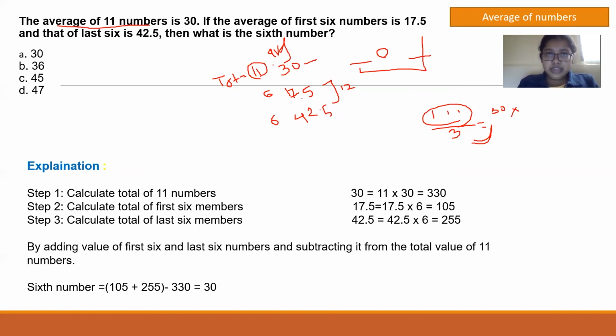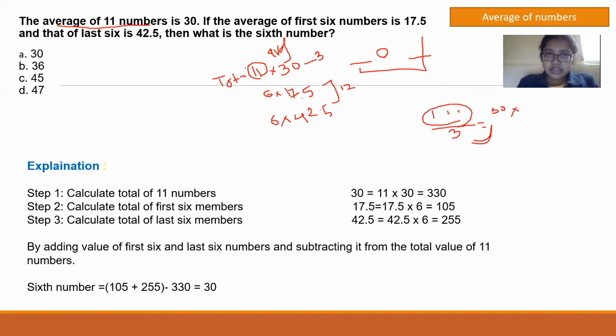So 11 into 30, we get 330. 17.5 into 6, we get 105. And 42.5 into 6, we get 225. And for finding the 6th number, what do we do? This 30 number, what is it? We have been given, what we find here, 330.